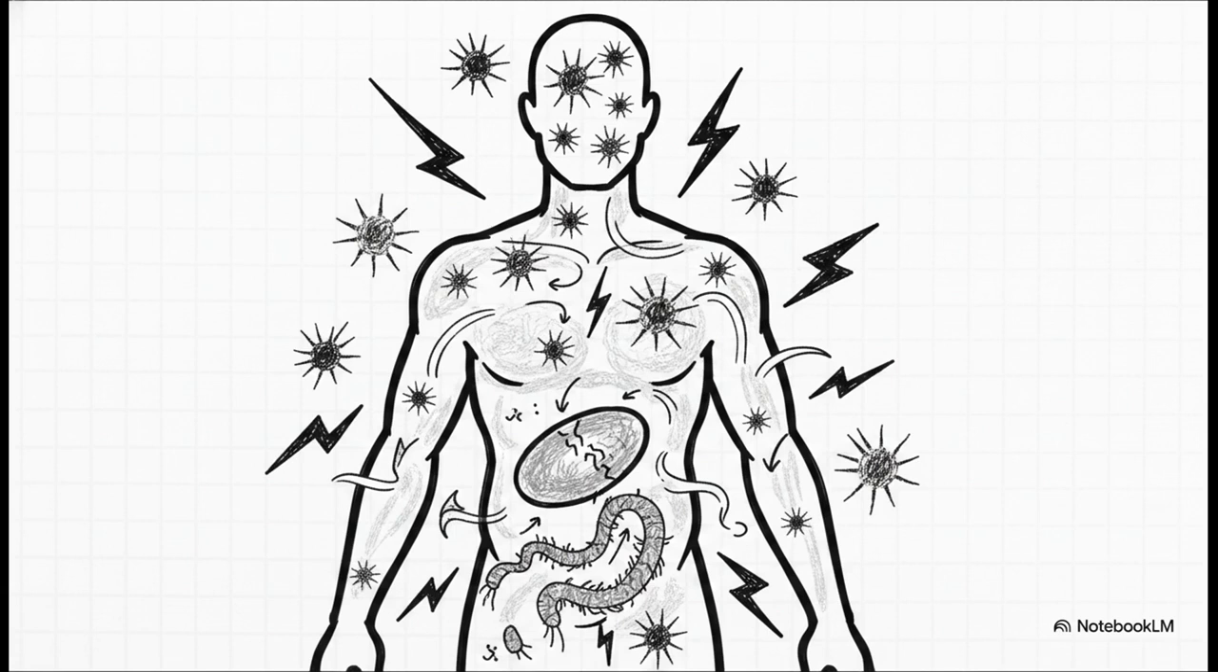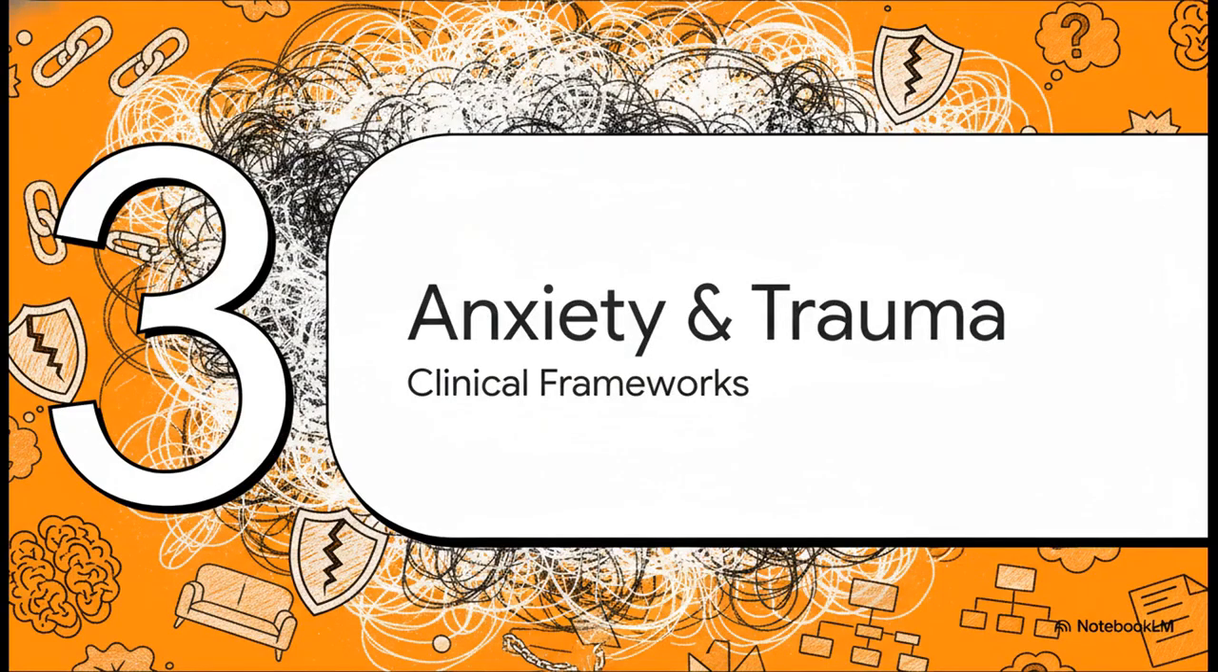We see oxidative stress, mitochondrial dysfunction, and perhaps most surprisingly, premature cellular aging, which we can actually see through measurable telomere shortening. Plus, we've even got altered gut microbiomes in the mix. The entire biological system is under siege. All right, on to part 3, anxiety and trauma-related frameworks.